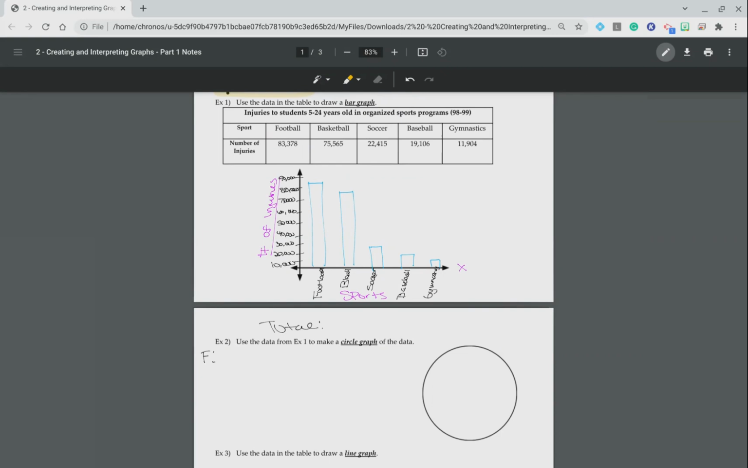So what I would do is add up all of these numbers here, to find out the total number of injuries. And when I do that, I'm going to get 212,368 injuries. Okay, so the number of those injuries that were in football was 83,378. And I'm going to divide that by the total.